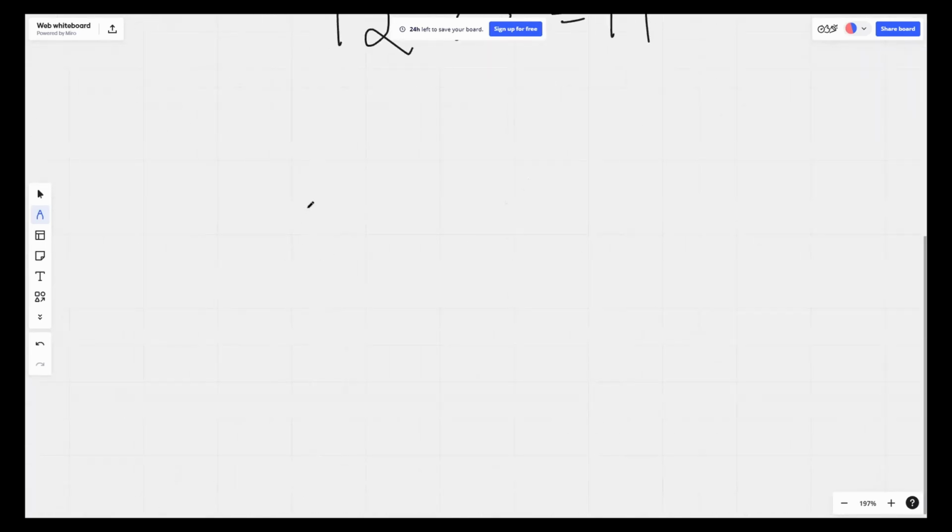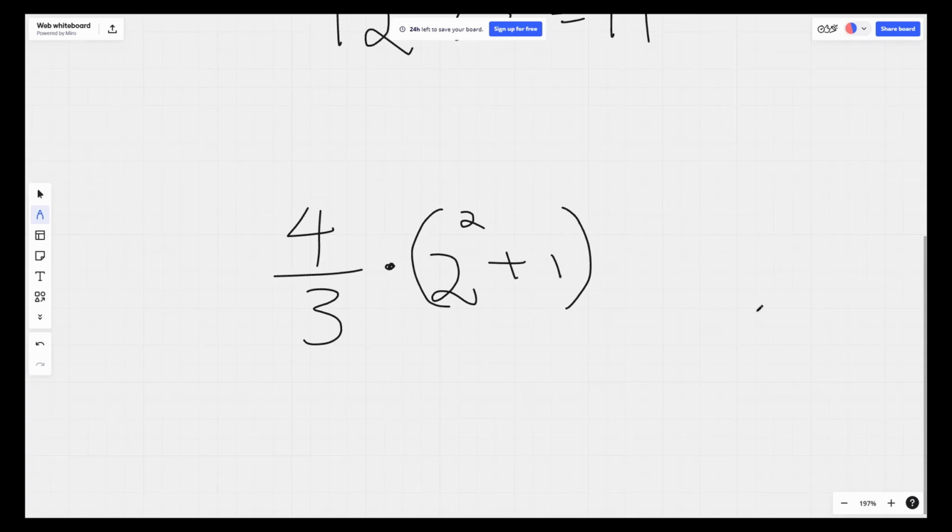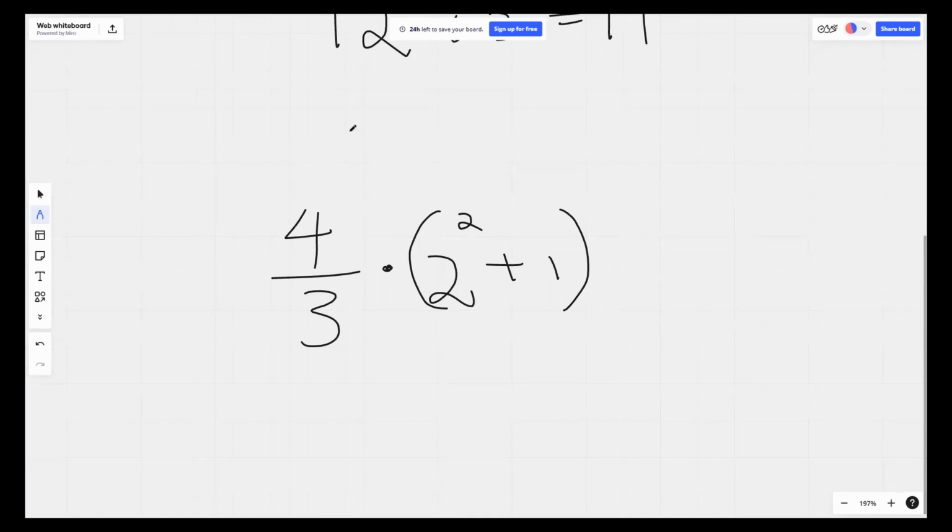What about 4 divided by 3 times 2 squared, and then in parentheses plus 1? What about this? Try using PEMDAS. I'll write it again up here. So remember, P is parentheses, E is exponentiation, M is multiplication, D is division, A is addition, and S is subtraction. And again, you guys can post your answers in the chat.